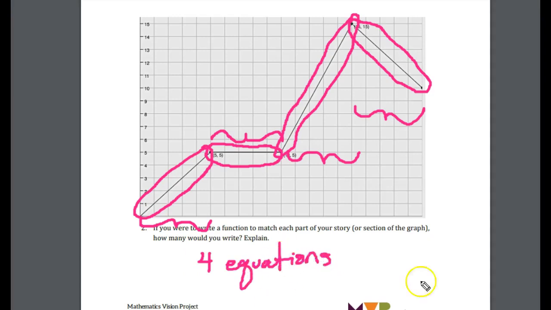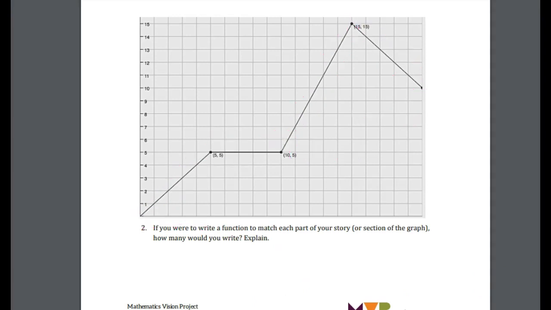Now, how would I actually go about writing those equations? That's what, if you flip over to the next page, it actually wants us to write those equations. So I do need to stop and think about how would I do that? So reach back, Math 1 knowledge, Math 2 knowledge. How am I going to write an equation for this line?